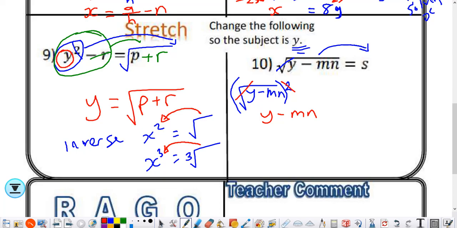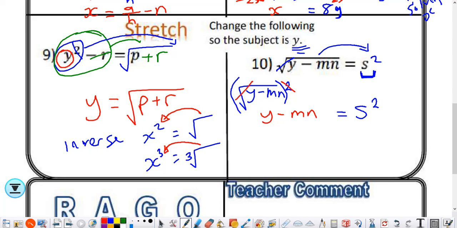But I now need to make sure that I square the opposite side of the equation. So I need to square the s, equals s squared. That's the only thing I've got over that side of the equation at the minute, so that is what I'm going to square to do the inverse.